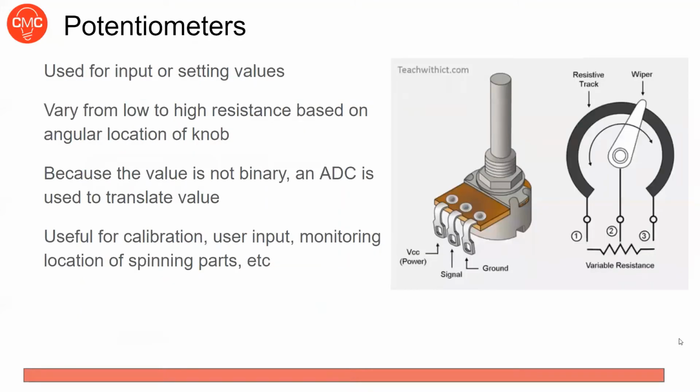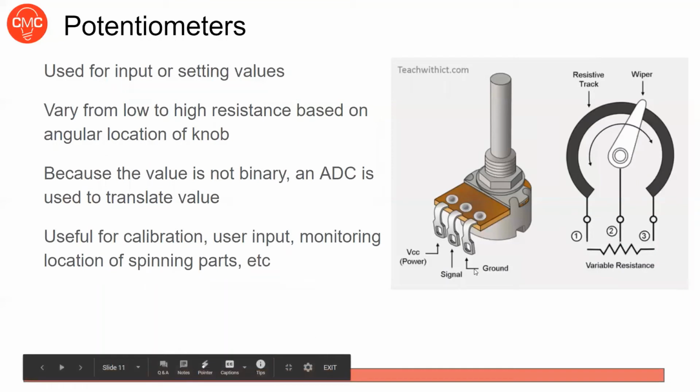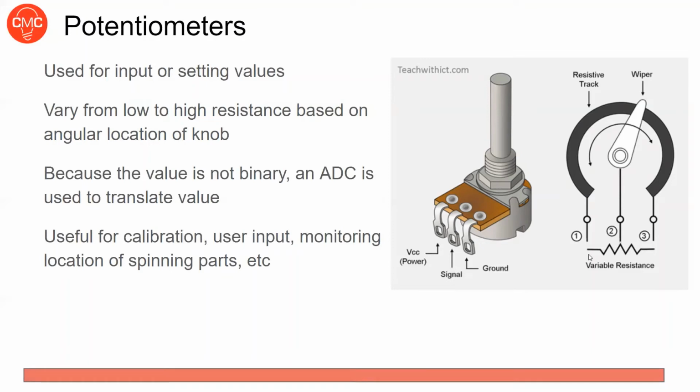So a potentiometer is a tool that may be used as an input to an ADC. It sets an intermediate voltage by sweeping across a range of resistance values. These are useful for setting values for user input or monitoring the location of a spinning part such as a motor. They'll give you an intermediate value between whatever range of resistance is available for that potentiometer, usually like 10K.